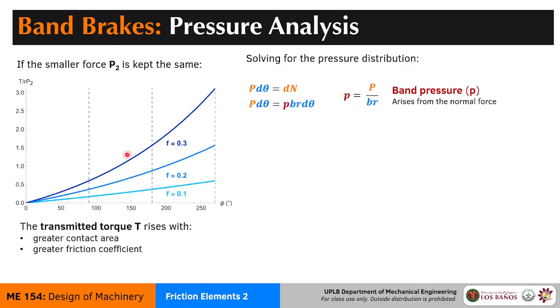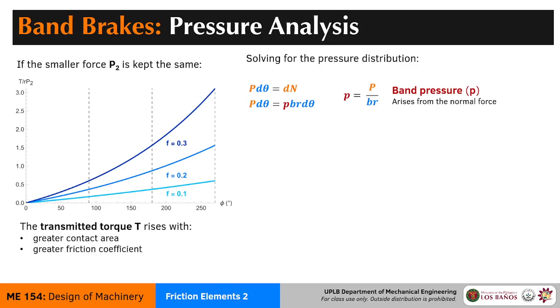Now, if we solve for the pressure distribution over the entire belt that's in contact with the drum, we get this expression. So this is band pressure, small p, is equal to load over B, where B here is the bandwidth, or the brake width, so how thick the rope or the band or the rubber is contacting with the drum, times the radius of the drum. This arises from the normal force, as you can see from the derivation.